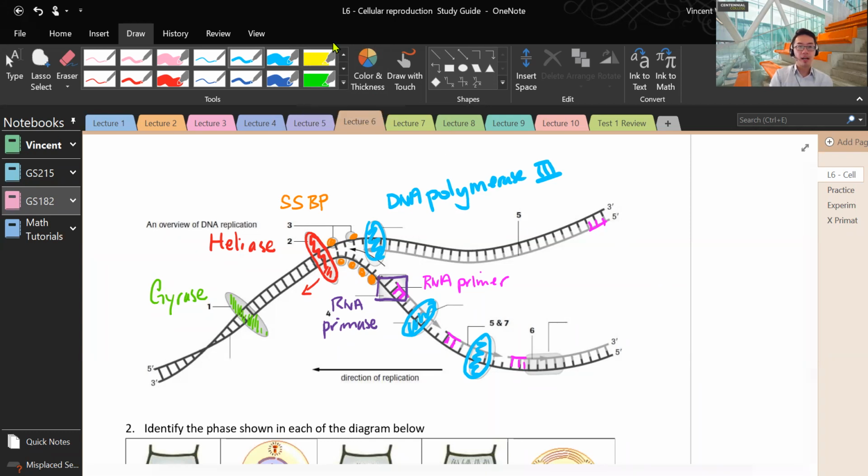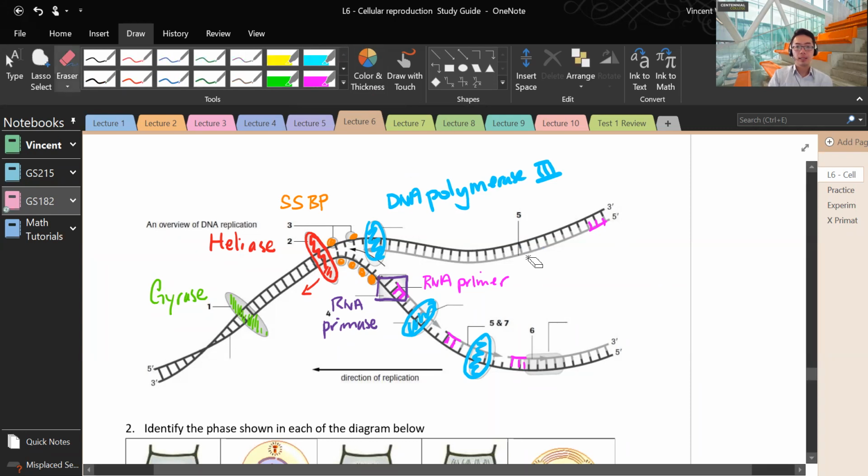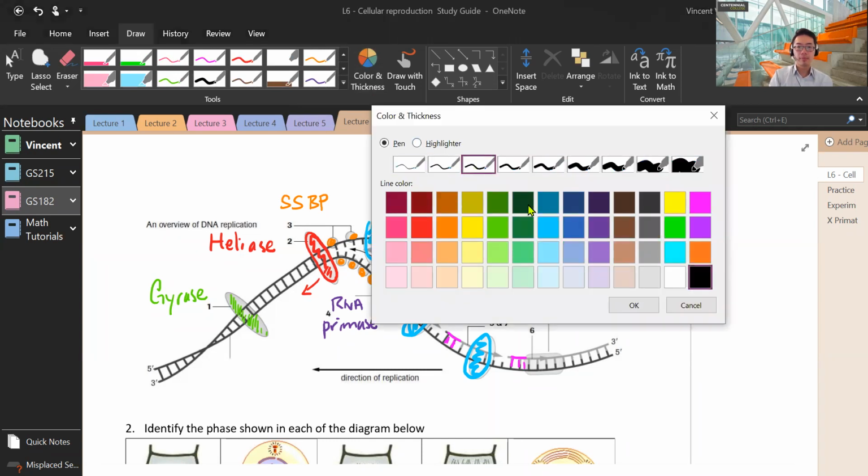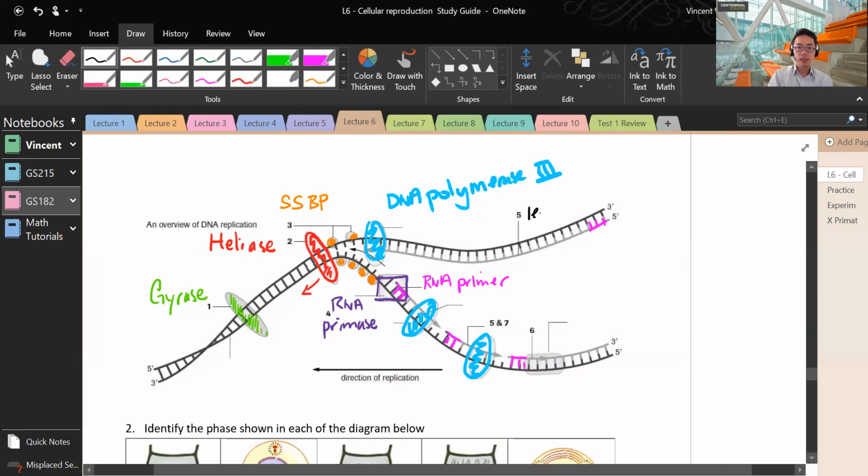Number five is just pointing at the leading strand, because that's the strand that is being produced continuously. Leading strand. And over here, we can see these are being produced in fragments.